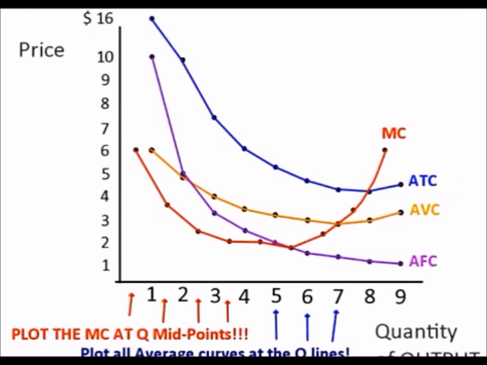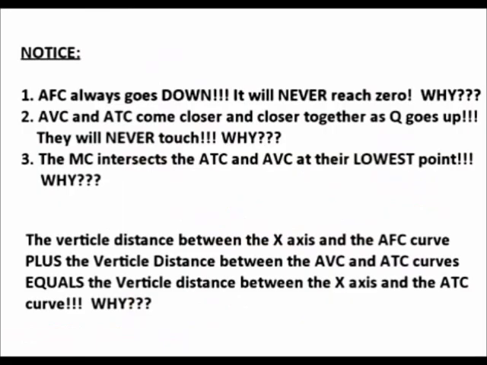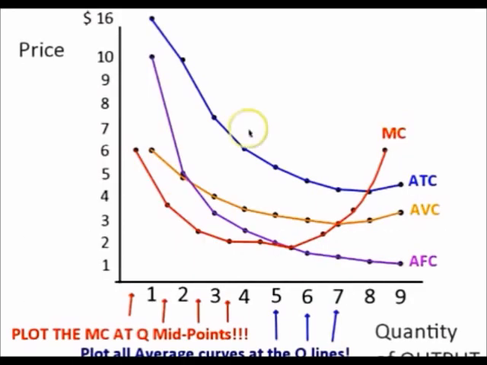There you go. That's what it's going to look like. So, next screen. What you want to do is pause the video and jot down these things to notice. Maybe jot down these questions. I want you to notice these: AFC, AVC, and ATC, MC, and vertical distances. Once you've looked at that and you've written these down, go back and look at these.